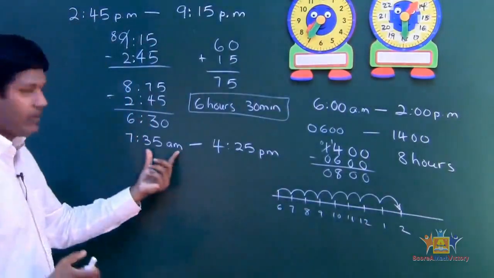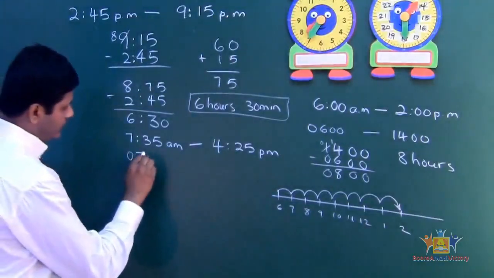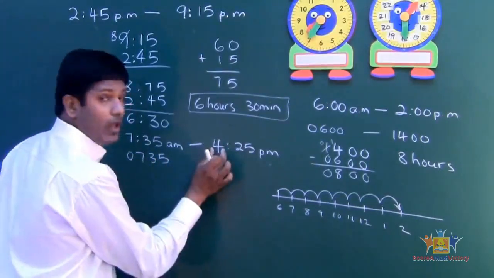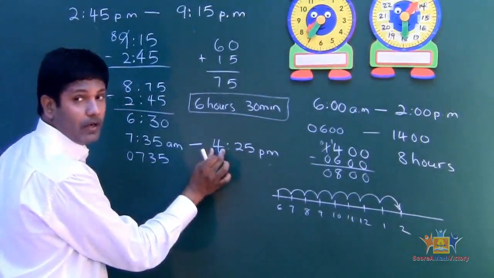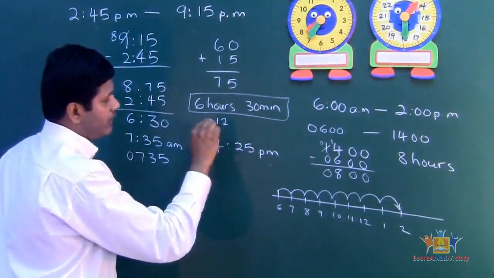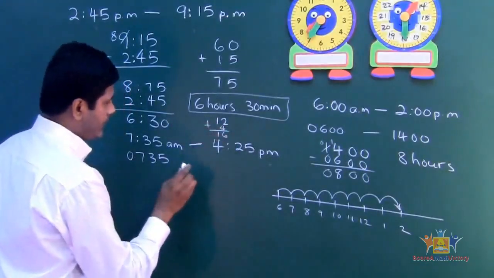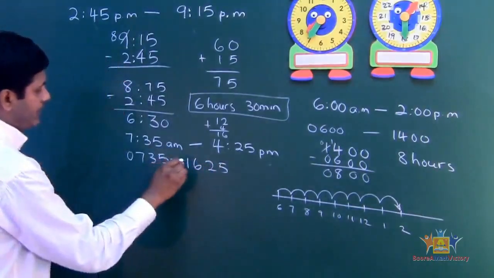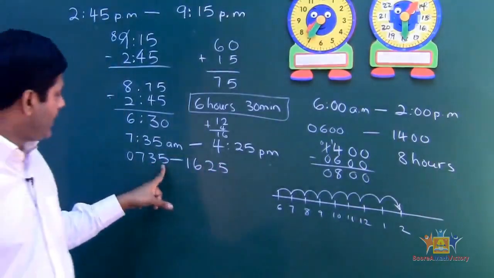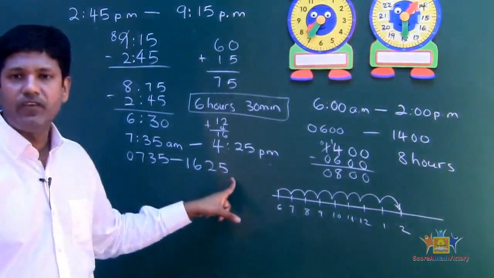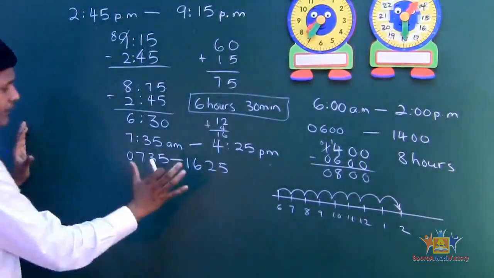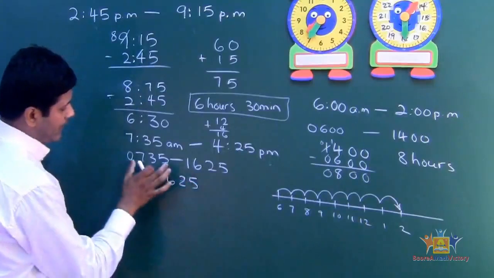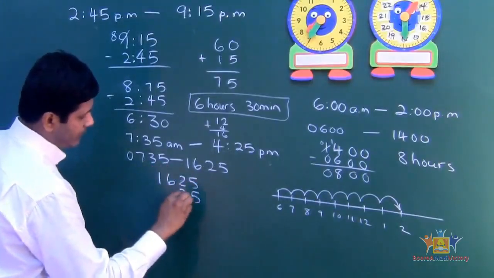Alright? When you have AM, you just write it out, so 0735. When you have PM, you add 12 to 4. 12 plus 4 is what? 16. So that means 1625 hours. So I'm going to find the interval from 0735 to 1625 hours. I take the difference now. Take the big number, I put the 1625 and I line it up with 0735.